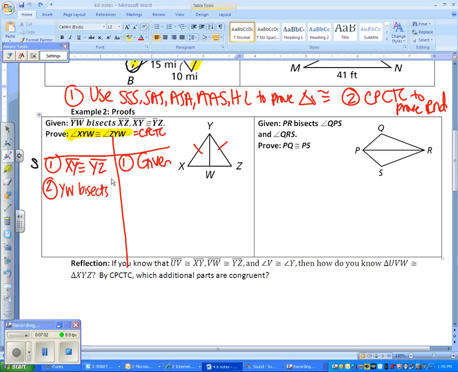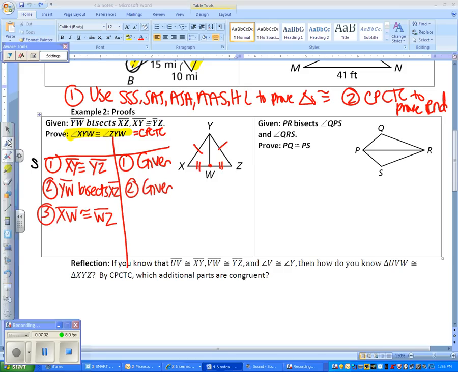side length XZ. That's a given. It didn't say that they're congruent, so I don't necessarily know that those are congruent to each other, but let's see what that looks like in our picture. This side length YW bisects this side length XZ. Bisects means it's going to cut it into 2 congruent pieces, so this piece is congruent to this piece. Now I know XW has to be congruent to WZ.